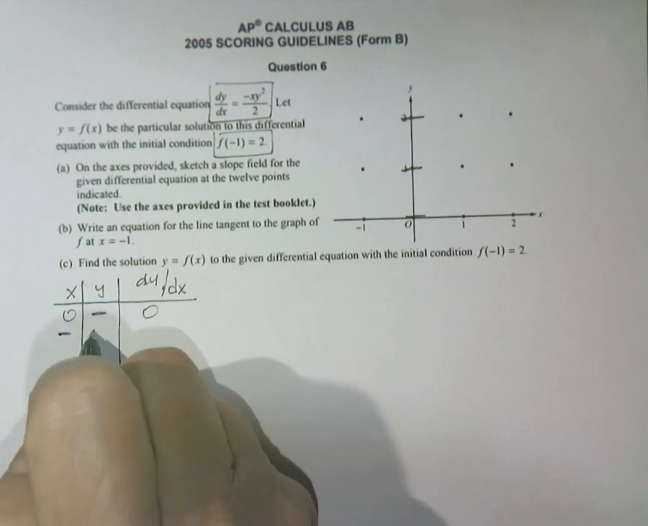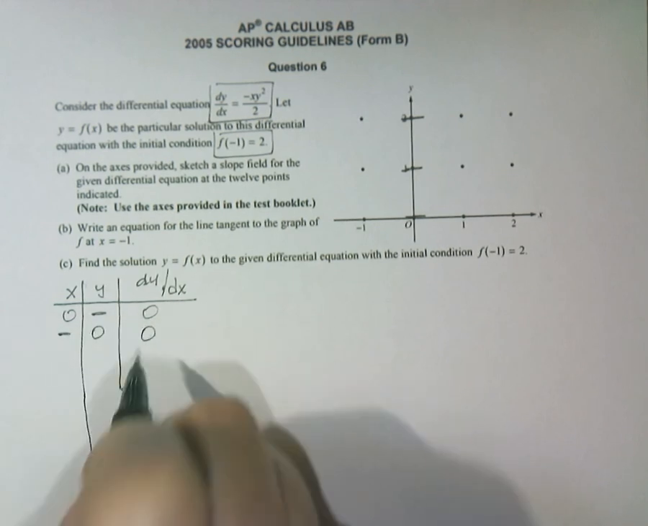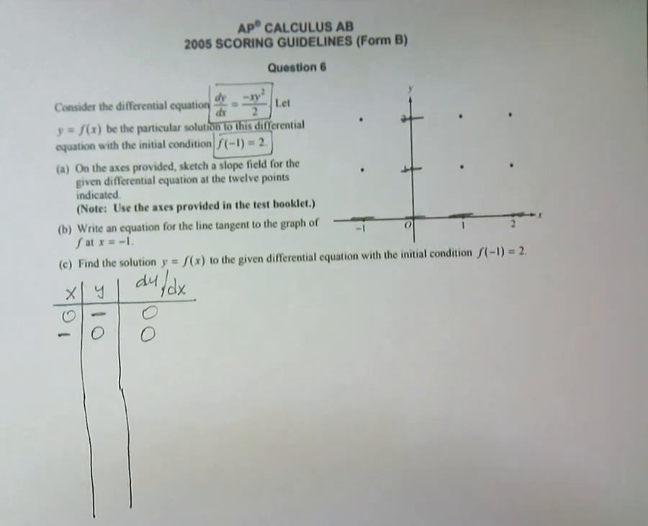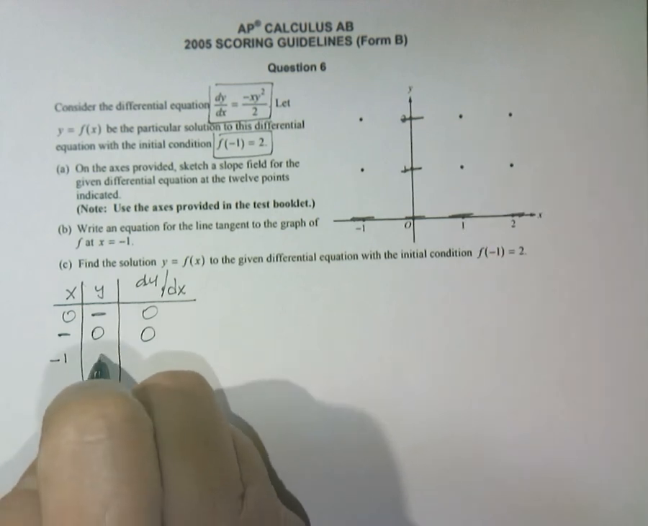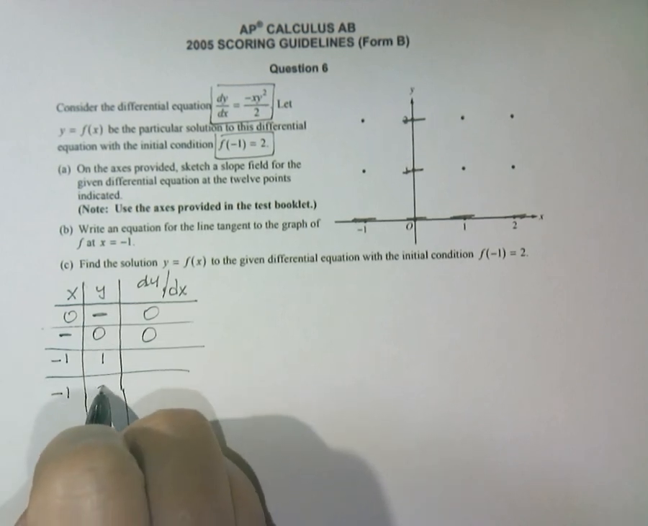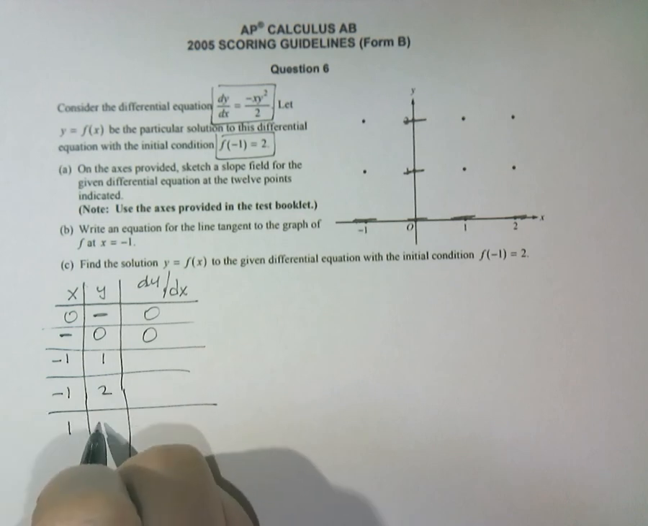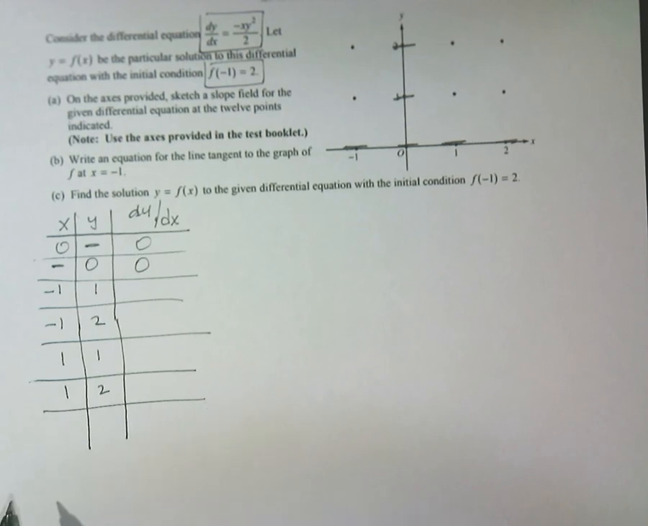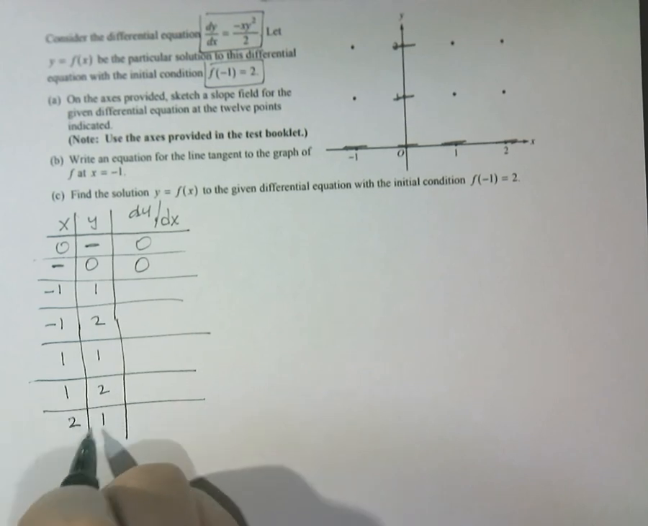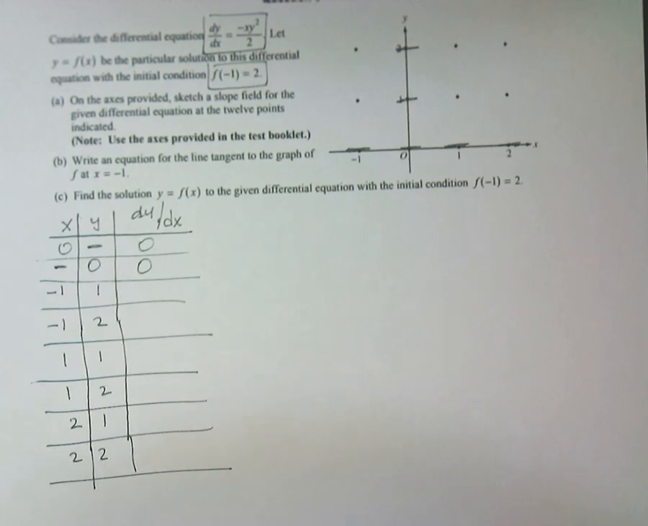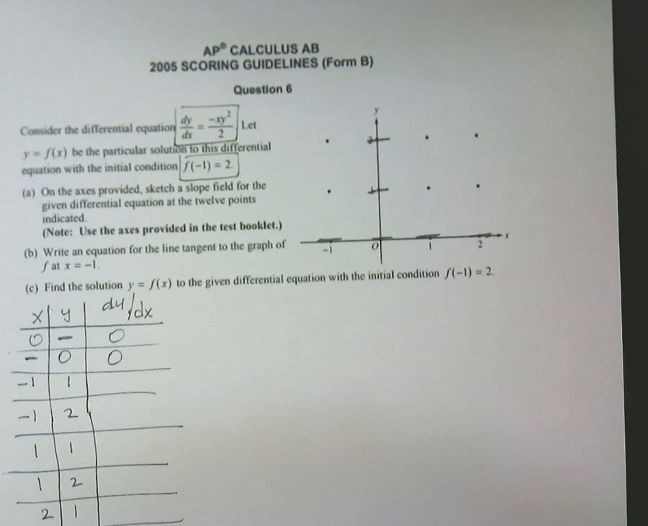No matter what x is, when y is 0, my slope is 0. So I'm going to get this one, and this one. Now I only have 6 points left to do. So I have the point -1, 1, -1, 2, 1, 1, 1, 2, 2, 1, and 2, 2. So it's still going to take me some time to do this, but not that bad.